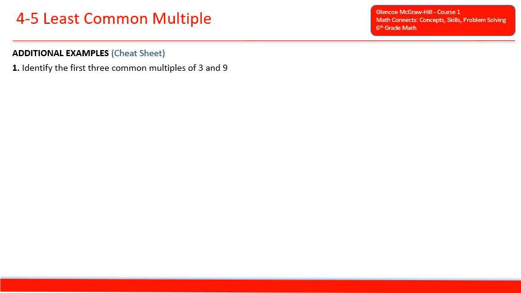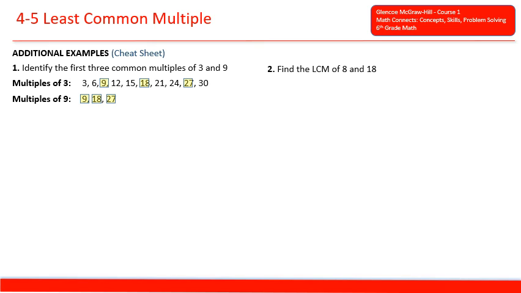Additional examples. Identify the first 3 common multiples of 3 and 9. So multiples of 3: 3, 6, 9, 12, 15, 18, 21, 24, 27, and 30. And multiples of 9: 9, 18, 27. I conveniently stopped because I knew those would be common multiples. And the reason I knew that is I know any multiple of 9 is also a multiple of 3 because 9 is a multiple of 3. So we have 9, 18, 27 as common multiples.